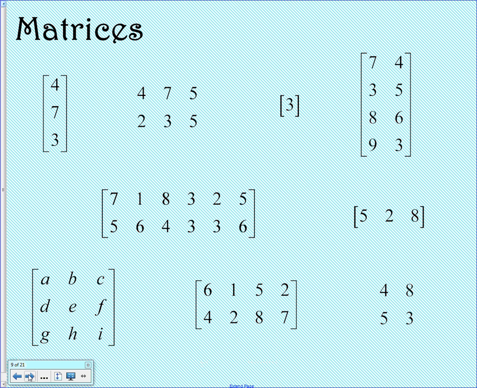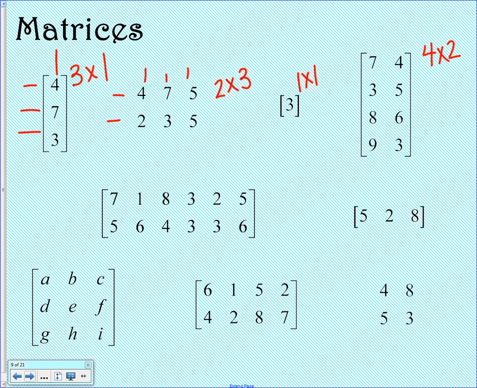Okay, so let's look here. These are all examples of matrices, and we're going to practice naming them. So this first one, how many rows does it have? It has 3 rows, and it has 1 column. So it's going to be a 3 by 1 matrix. This next one has 2 rows and then 3 columns, so it's read as a 2 by 3. This one would be a 1 by 1. This one would be a 4 by 2.